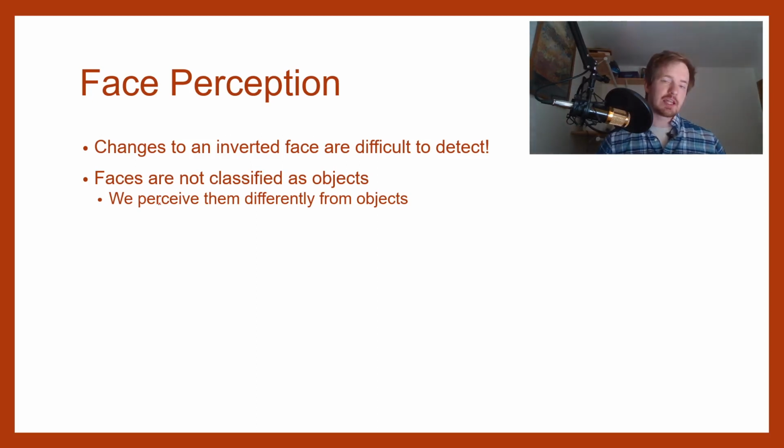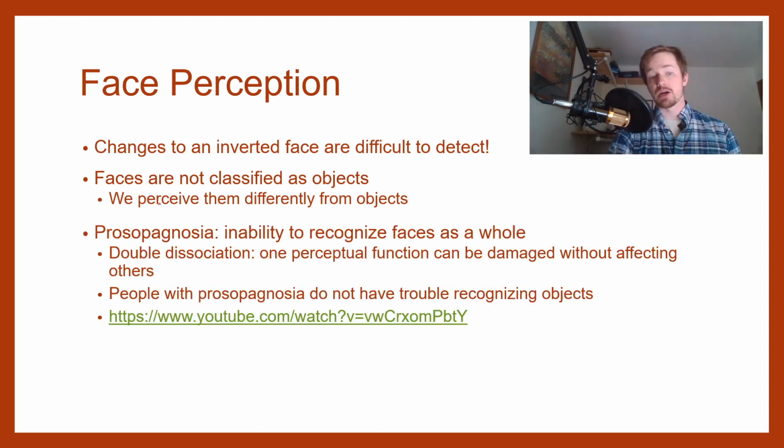And the reason for that is because faces are not classified like regular objects are. So we're now moving into a territory where Biederman and his recognition by components with geons and all the other stuff is not going to apply as much. We are going to perceive faces differently than we perceive other common objects.